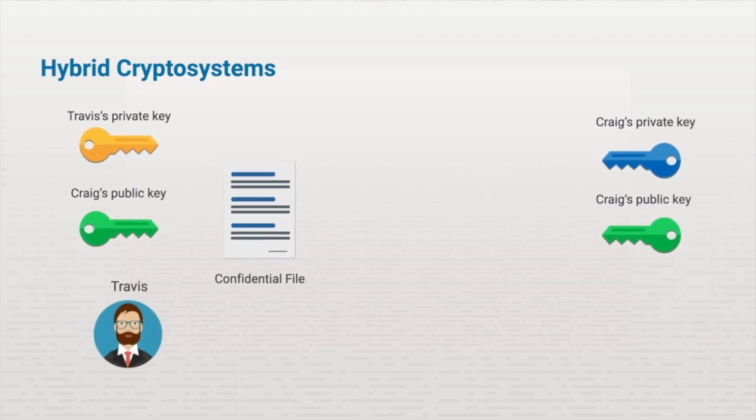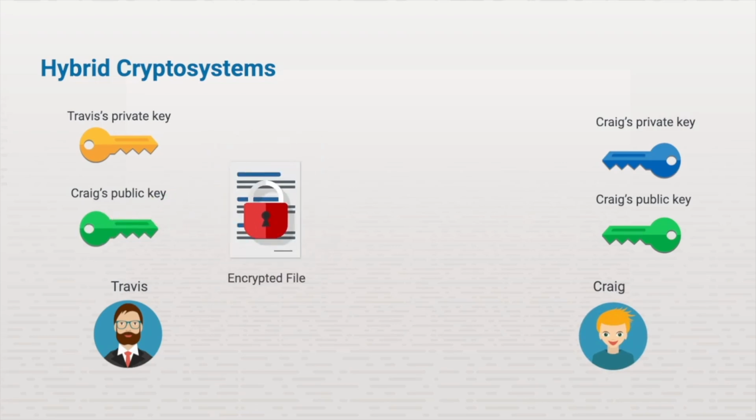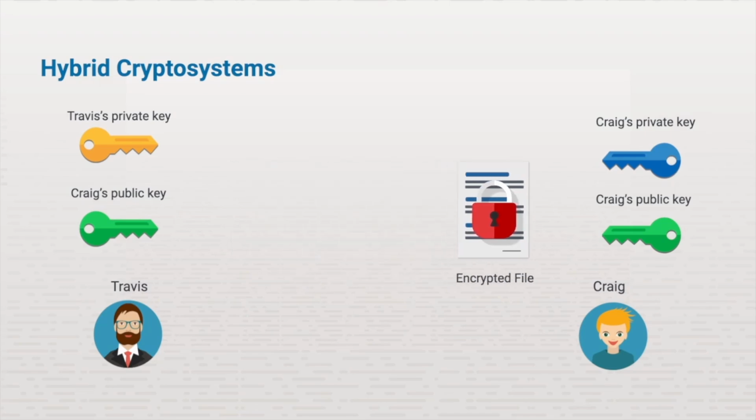Travis needs to send a confidential file to Craig. Before doing so, Travis uses his symmetric private key to encrypt the data. Next, Travis encrypts the secret key using Craig's public key. The file is then sent to Craig. When Craig gets the message, he first uses his private key to decrypt the symmetric secret key, and then uses the symmetric key to decrypt the message. As long as Craig's private key is kept secret, the data is secure. Most secure communication methods, such as TLS, utilize a hybrid crypto system nowadays.